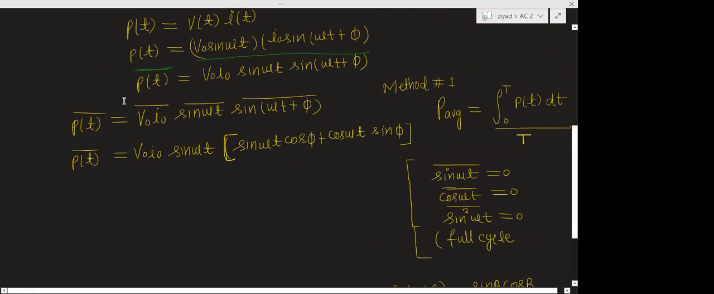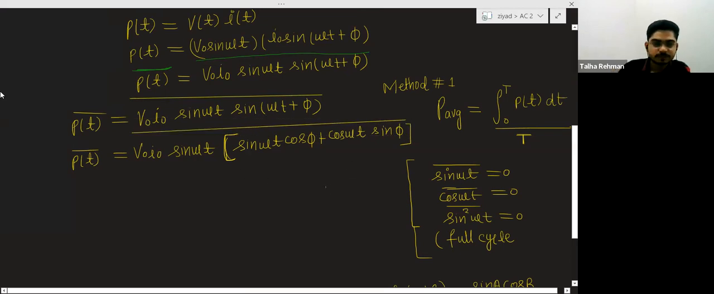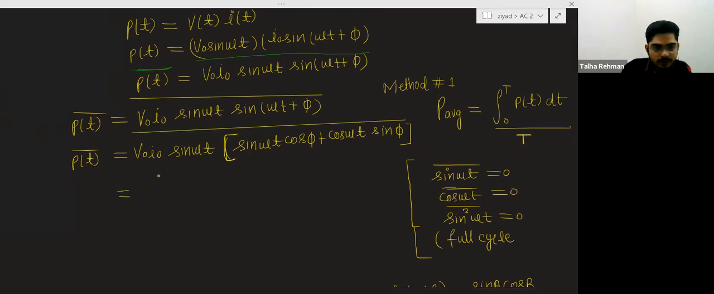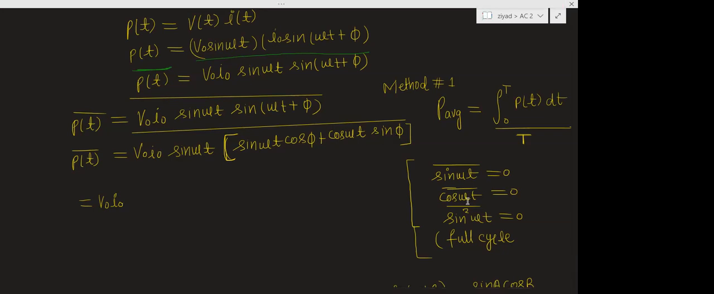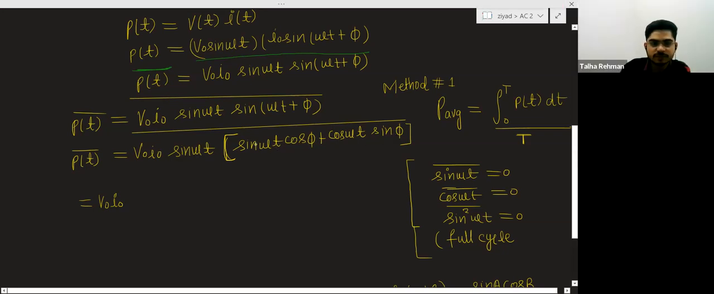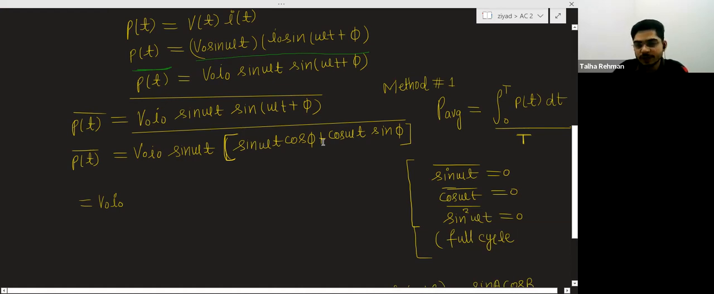Here will be the whole bar, meaning the average of the whole. Now see, this is V naught into I naught. Now we will multiply this sine omega t with this bracket. We multiply this sine omega t with the first term, so this becomes sine square omega t into cos phi.